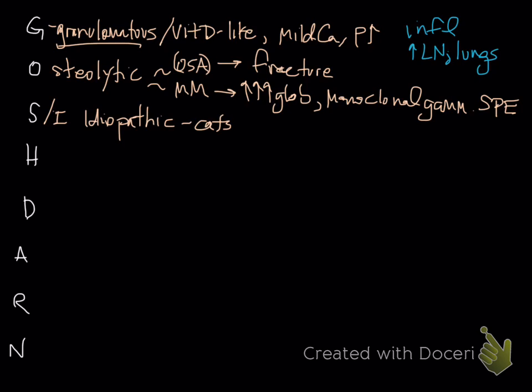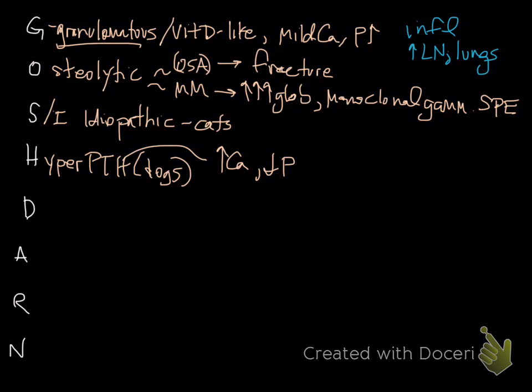All right. One of my favorites, hyperparathyroidism. So we're going to just call it hyper-PTH. And this is a neoplasm, either a parathyroid adenoma or carcinoma of the parathyroid gland. And this is mostly in dogs. And so they have a neoplasia that makes PTH. And so what happens is you get an increase in calcium, but PTH decreases phosphorus.